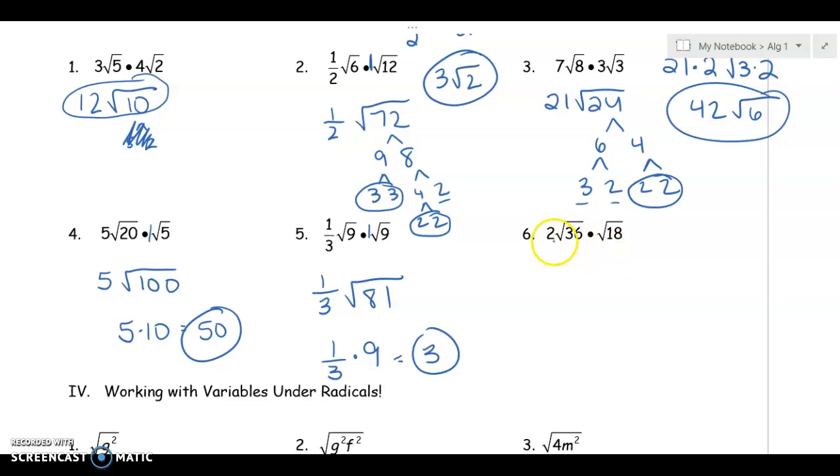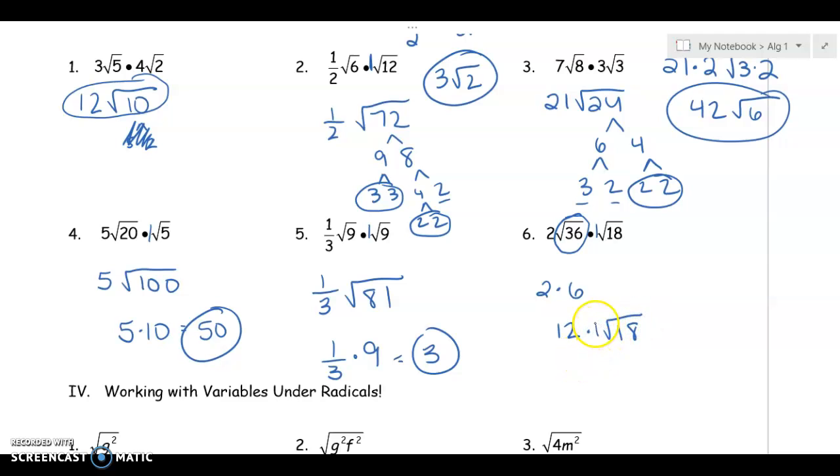For this next one, you could multiply 2 times 1 and multiply 36 times 18. But 36 times 18 is going to be a really big number and going to be a really long factor tree. Here's the shortcut with this one. The square root of 36, that's a perfect square. Let's simplify this a little bit. So really we're saying 2 times 6, because square root of 36 is 6. 2 times 6 is 12. So we're really doing 12 times the square root of 18.